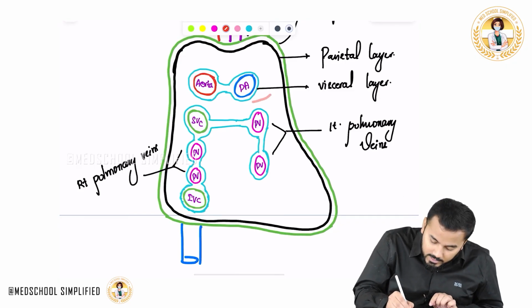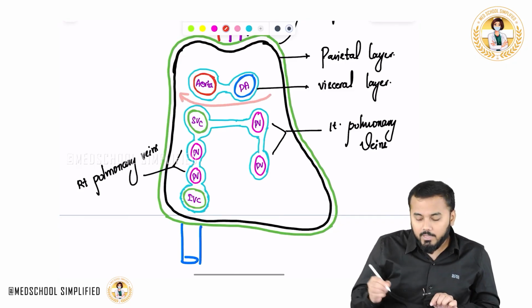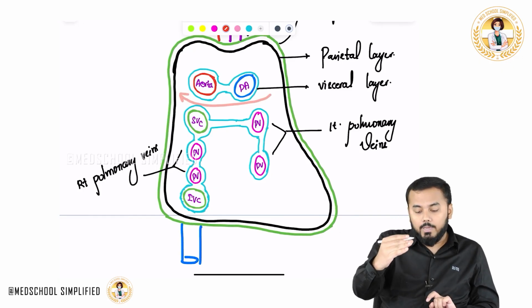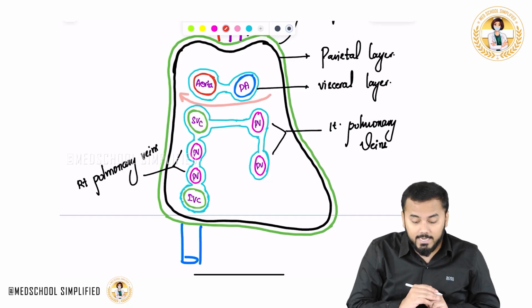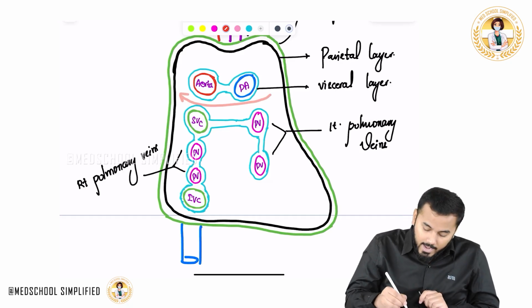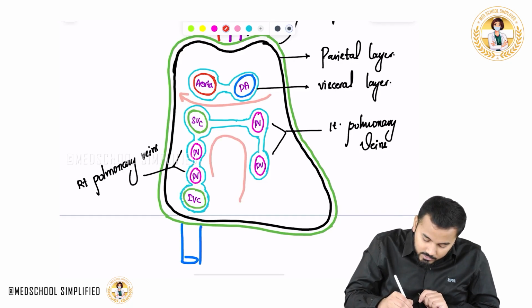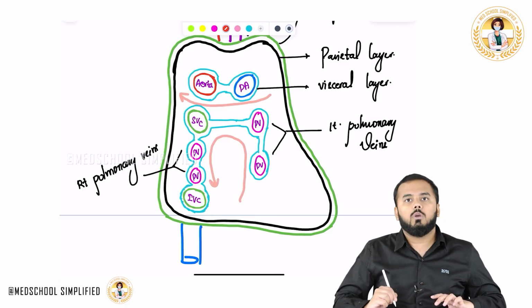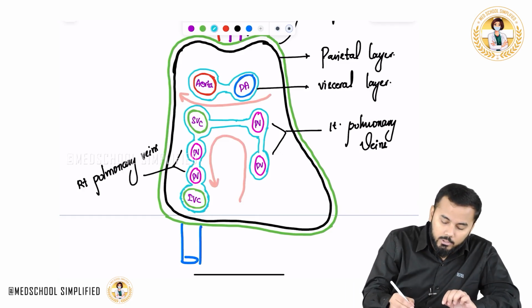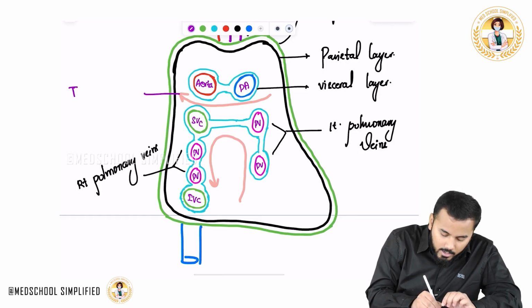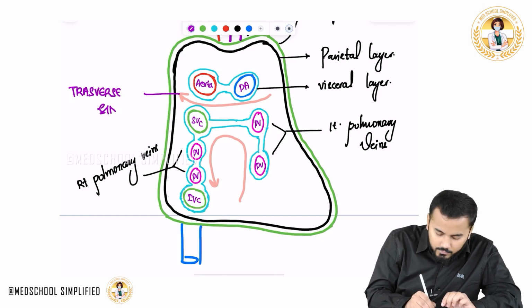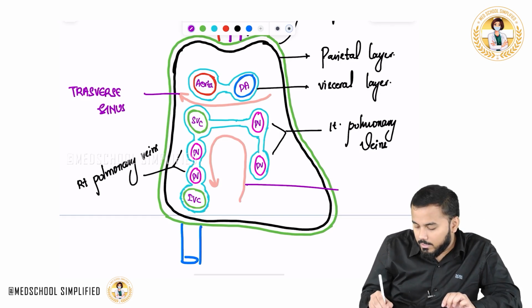You can see one sinus that is running like this. Now this sinus is running behind the aorta and the pulmonary artery, right? So this sinus is called as a transverse sinus. And next you have got one sinus in this way over here. This sinus is called as an oblique sinus. So there are two important sinuses over here. So this sinus over here is called as your transverse sinus, and the sinus over here is called as your oblique sinus.